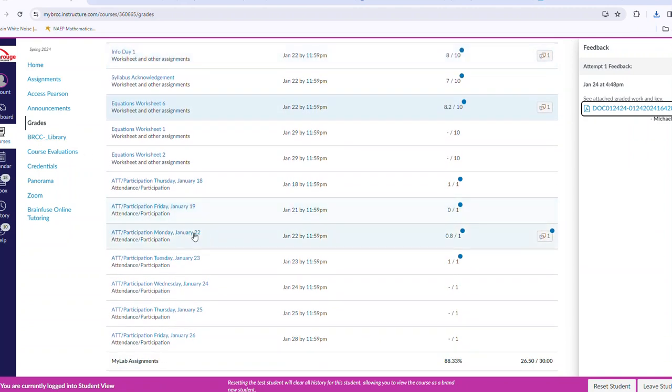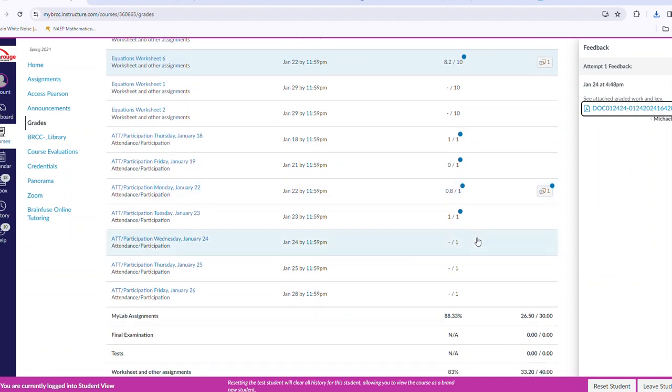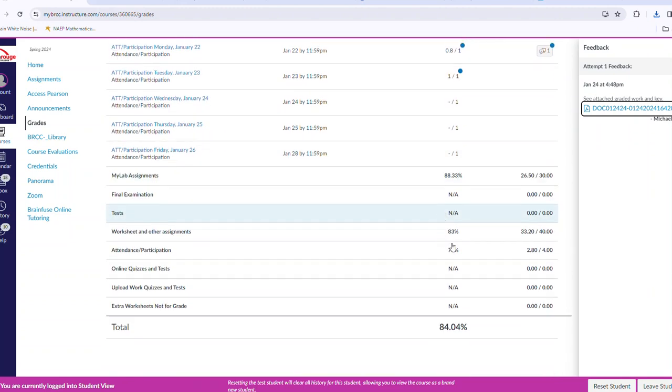And then remember, for participation, I expected y'all to put something that was math related. So most of you, almost all of you, get 1s out of 1s, but sometimes you're not specific. Some of you will say something like, I worked on the worksheet. Well, be a little bit more specific. What worksheet did you work on? All right. And then scroll all the way to the bottom. Down here will be your current percentage.